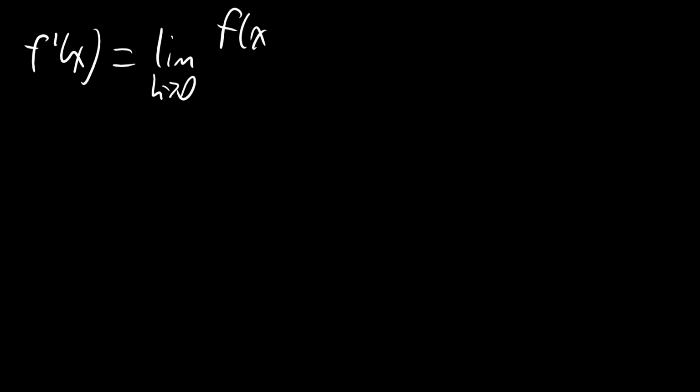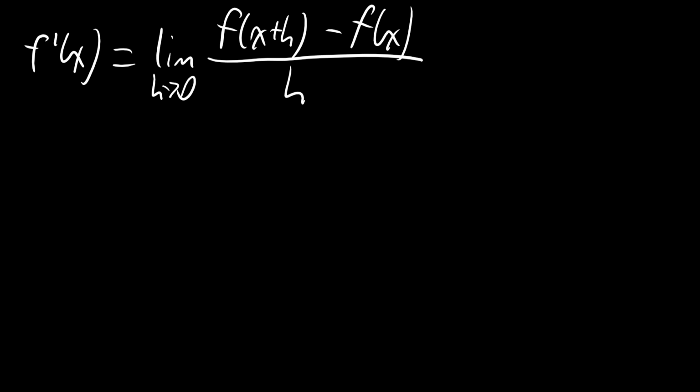And the equation for finding the derivative using first principles is f prime of x. This indicates the derivative is equal to the limit as h approaches 0 of f of x plus h minus f of x over h. So this is the equation, and we're going to use it to differentiate various different functions.